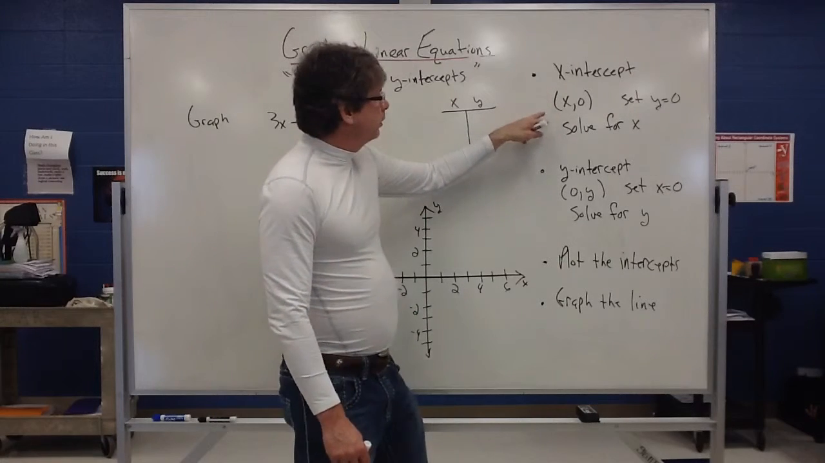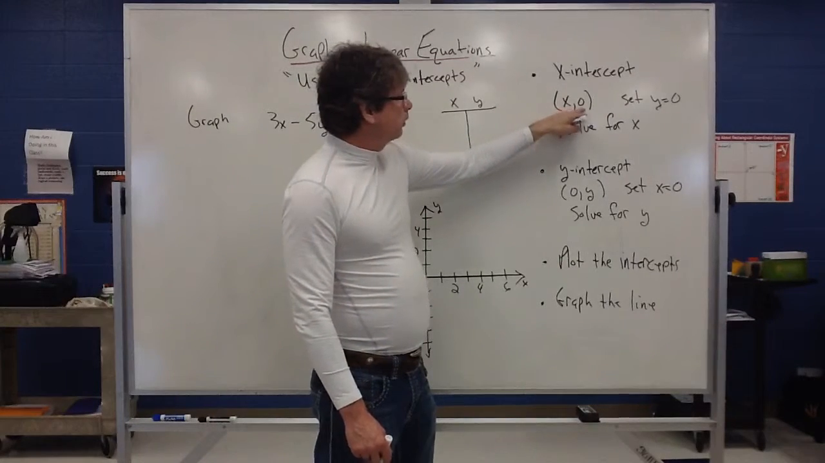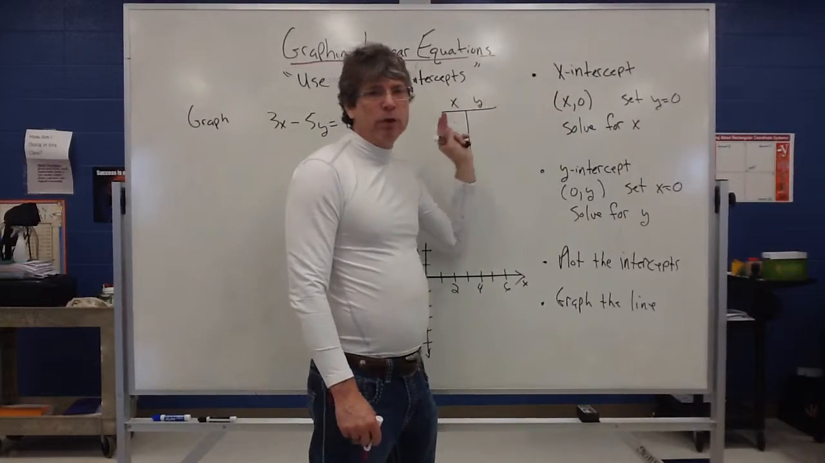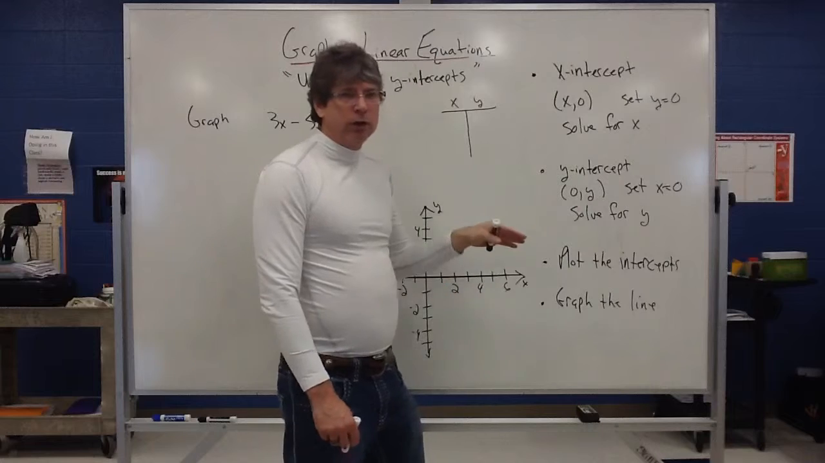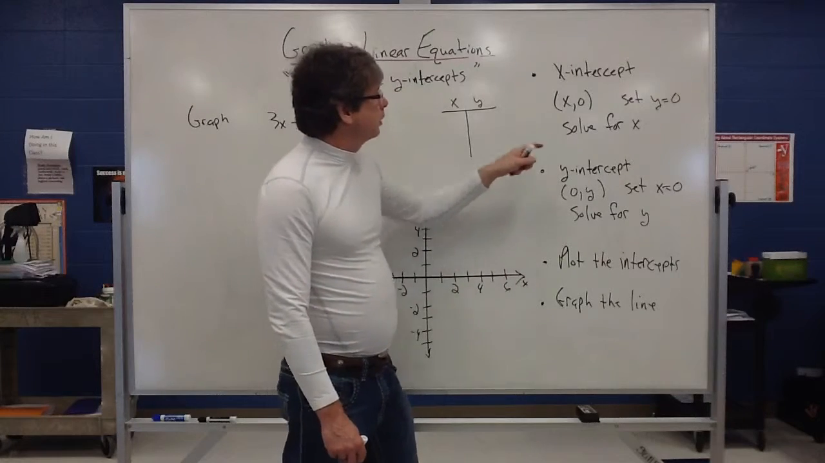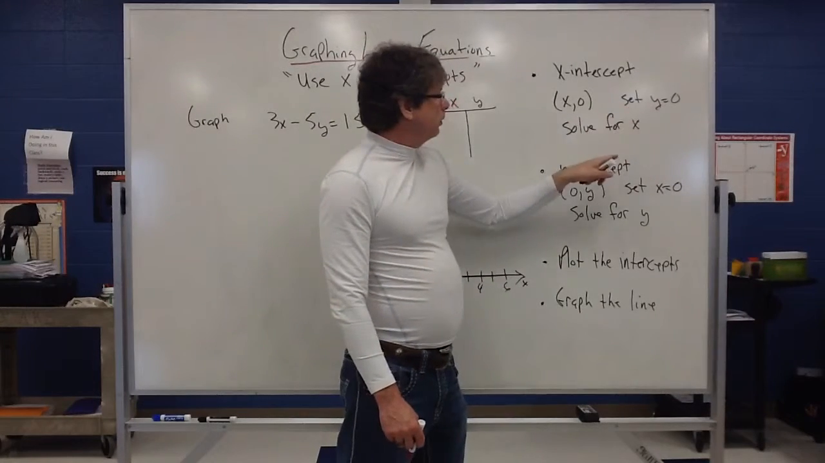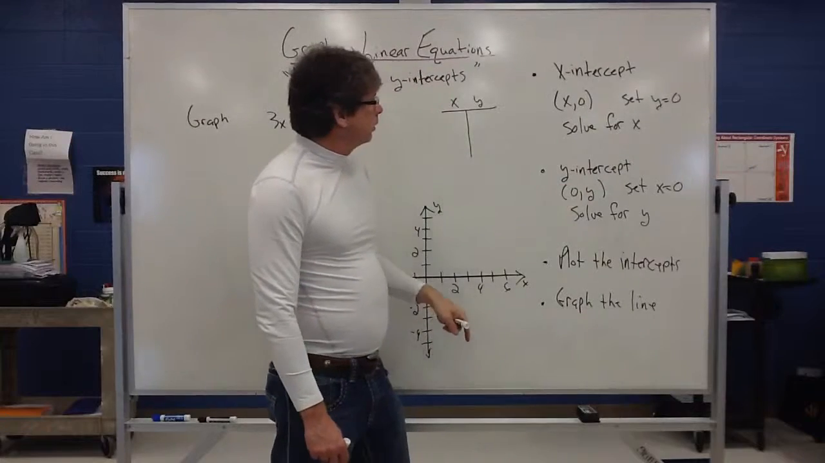So an x-intercept is denoted by the ordered pair (x, 0), where x can be any number because you can move left or right. But remember, y has to be 0 because you cannot move up or down, because if you do, you're going to be off the x-axis. And to do this, we set y equals 0 and we solve for x.